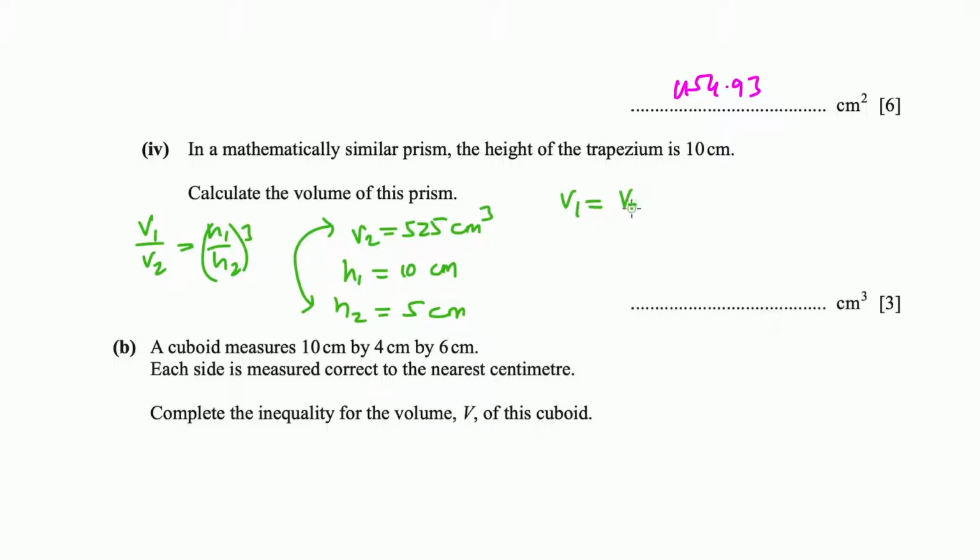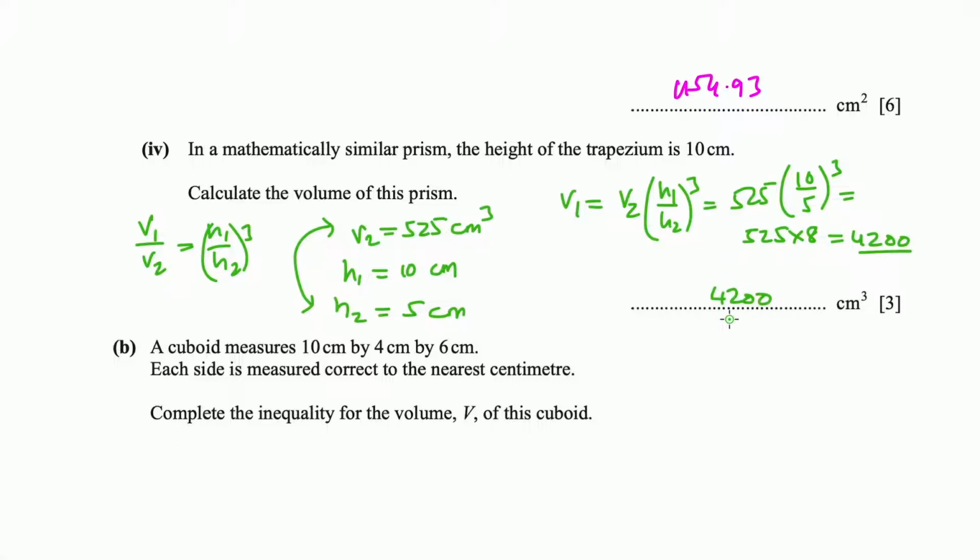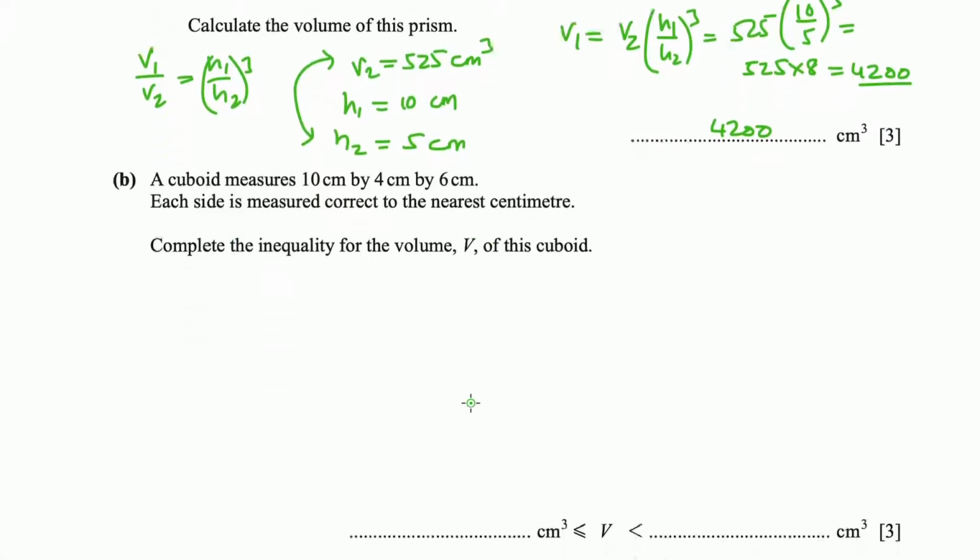So I am taking the second one as the original and the first one as the new one. So V1 would be equal to V2 into H1 by H2 whole cube, which is equal to 525 into 10 by 5 whole cube, which is nothing but 525 into 2 cube, which is 8. And so 525 into 8 is 4200. And so this value is 4200 centimeter cube. And this completes this question.